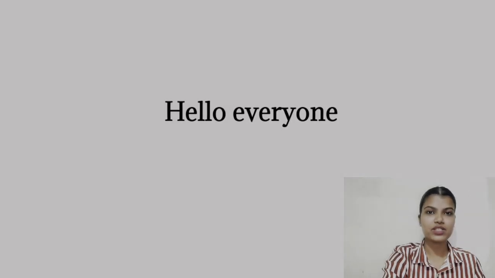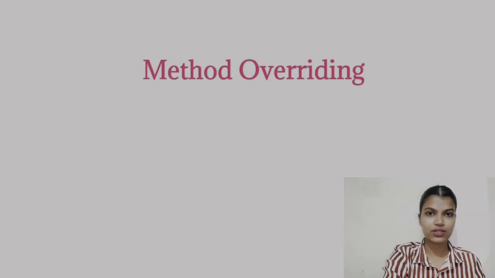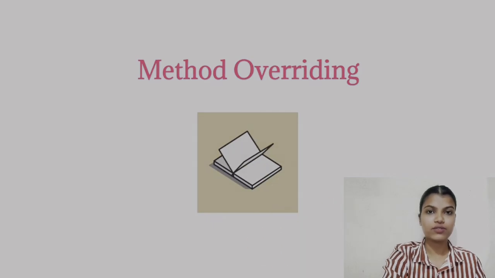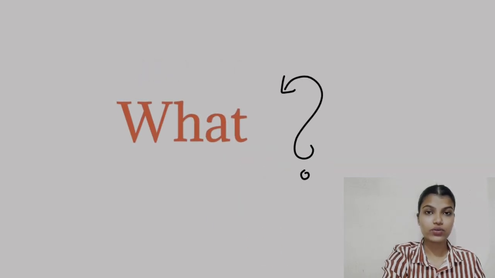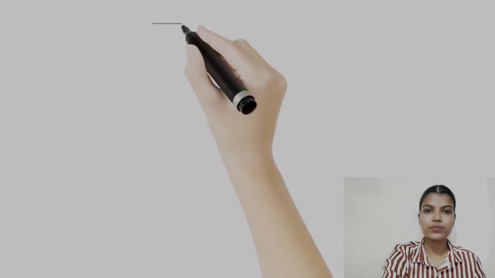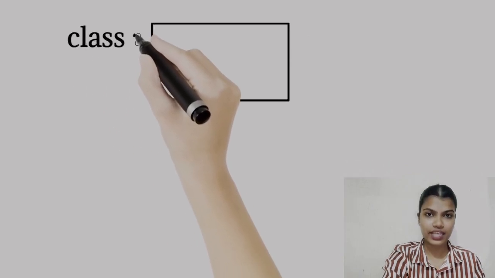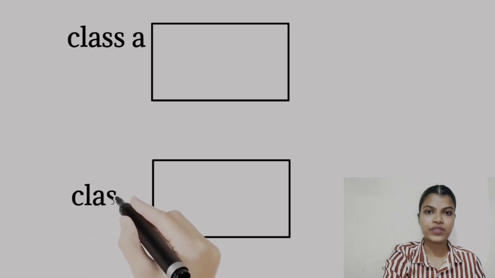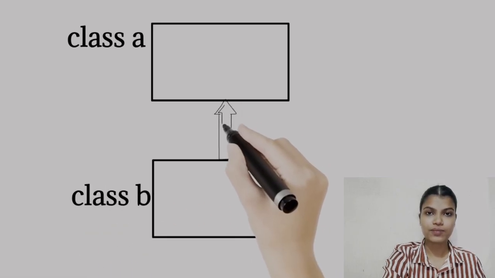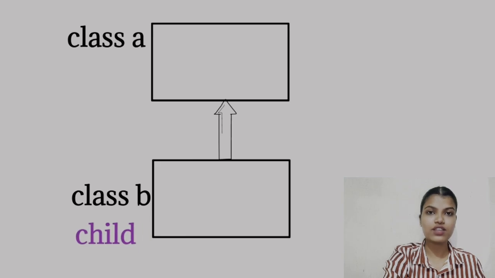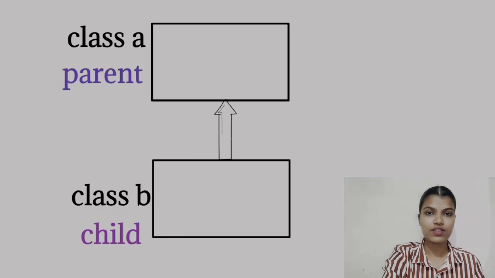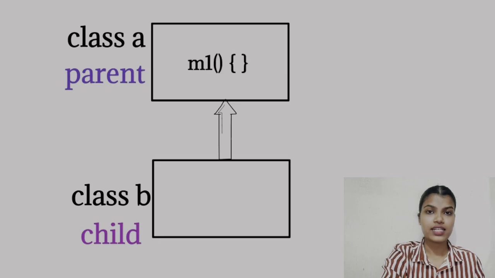Hello everyone, my name is Sonali and today I am going to explain method overriding. So let us start with what is there in method overriding and let's not go into the definition first. Assume that we have a class named A and another class named B, where class B extends class A. So class B will be called the child class and class A will be called the parent class. Let's take method M1 in class A and the same method in class B as well. We can have a different implementation of the method, or we can say a different method body.